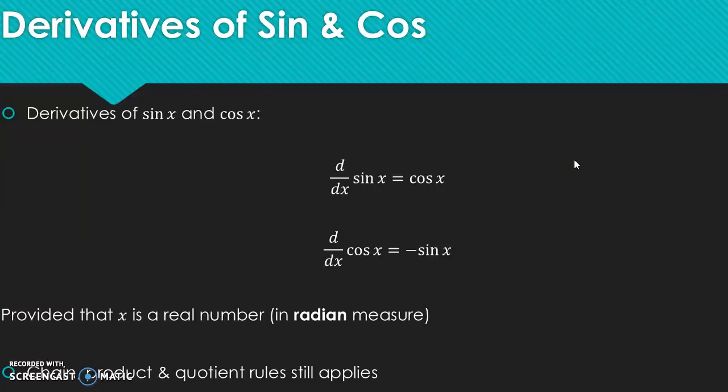Okay, so we'll look at some examples of applying derivatives to sine and cos functions. Just a reminder of what we got to at the end of the last video. The derivative of sine x equals cos x, and the derivative of cos x equals negative sine x. These are derivatives that you need to remember. Everything's in radian measure when we're doing derivatives, and the chain, product and quotient rules still apply. So everything we've done previously is still applicable now.